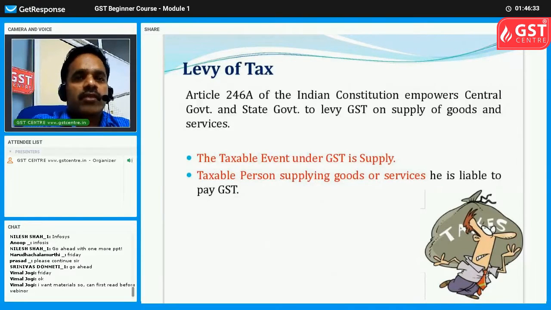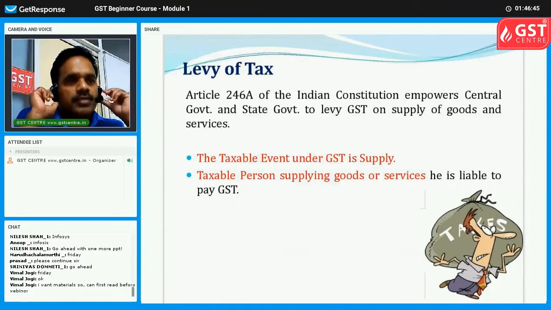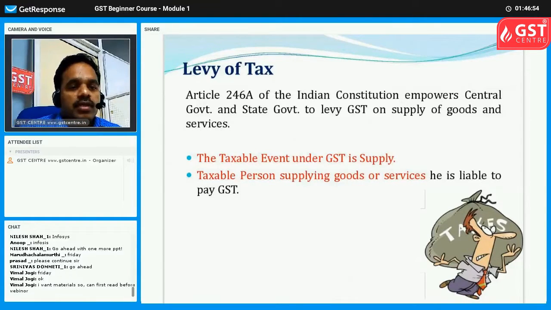Levy of tax. Article 246A of the Indian Constitution empowers the central and state governments to levy GST. That we have seen already in the first chapter, with the photo of Arun Jaitley and other MPs looking at the board, displaying the total vote count. So the taxable event under GST is supply. A taxable person supplying goods or services is liable to pay GST.